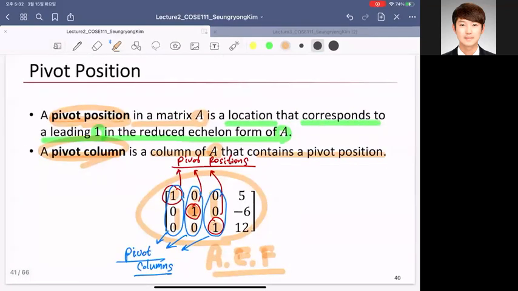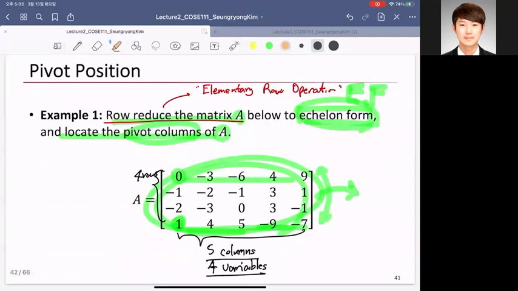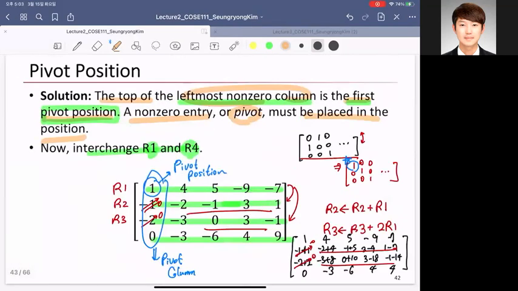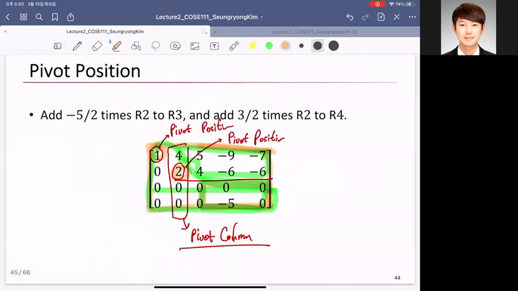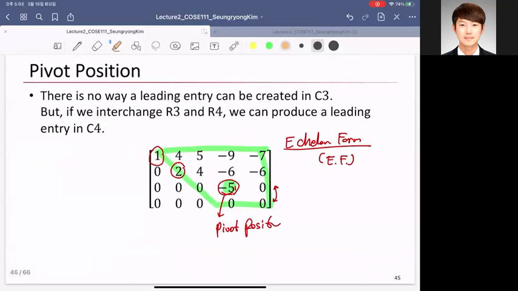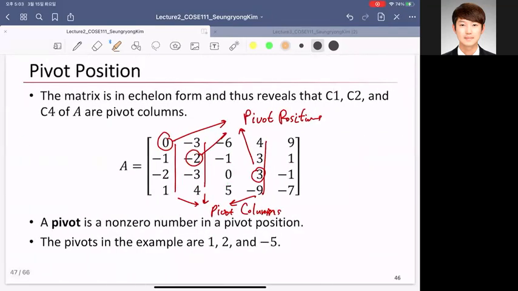We also discussed the pivot position and pivot column, right? So when reducing the matrix A, we can find out the pivot position and pivot column. Finally, when we achieve the echelon form, we can find out the pivot positions and pivot columns here. In this case, these three positions are called the pivot positions, and these three columns are called the pivot columns.